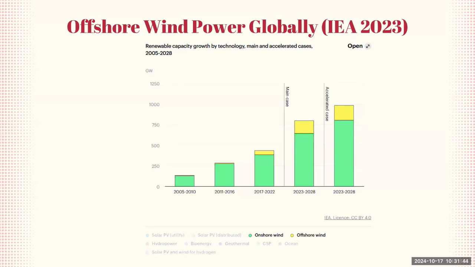So we can see that onshore wind was at the beginning the most used technology, but looking ahead to 2023 to 2028, we can see that there's a huge growth in both onshore and offshore wind energy. So this underscores the rising importance of both offshore wind and onshore wind in the renewable energy mix.